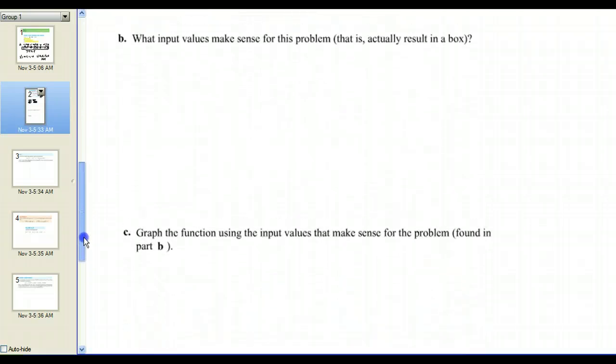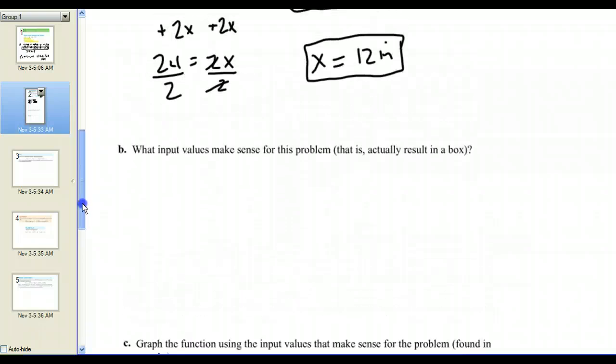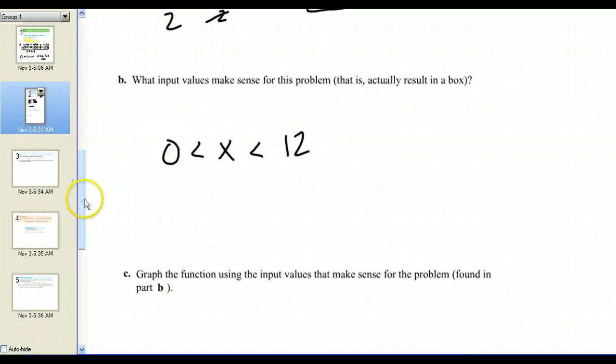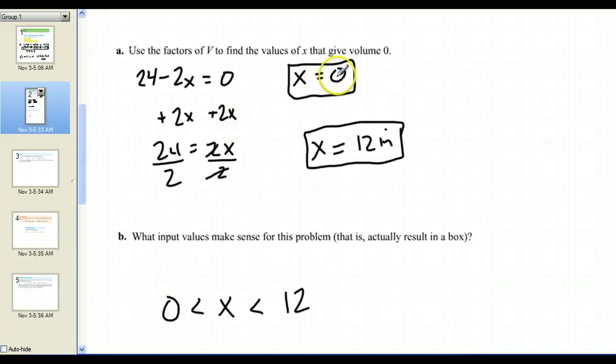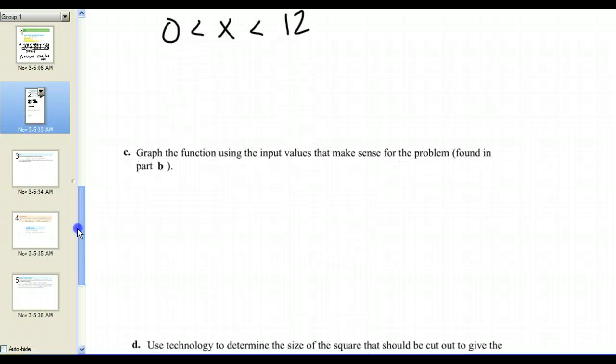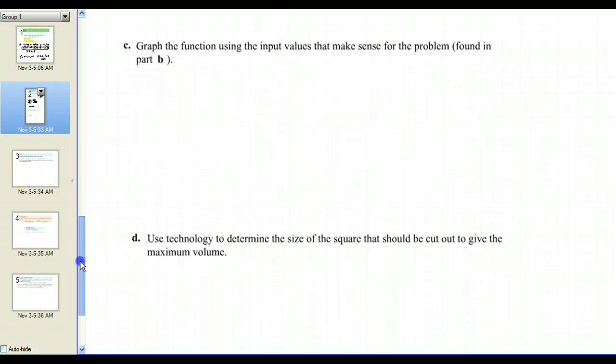Alright, what input values make sense for this problem, that actually result in a box? Okay, well, anything between 0 and 12. Like we just said, if we cut off nothing, then we don't get a box. If we cut off half the length off of every side, then we don't get a box. But everything in between should give us a box. So 0 inches all the way up to 12 inches for x. Now graph the function using the input values that make sense for the problem found in part B.